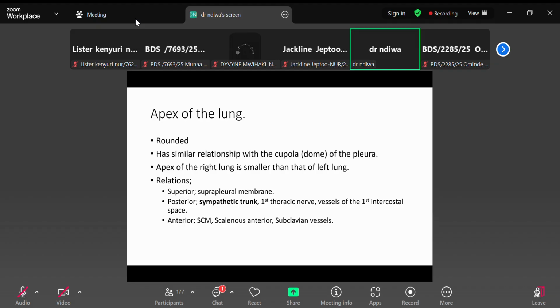Left part of the pleura, part of the right lung. That's one of the lung. The apex of the right lung is usually smaller than that of the left lung.